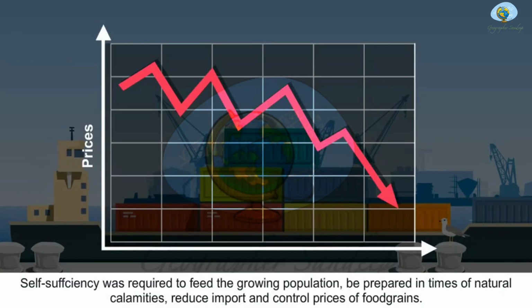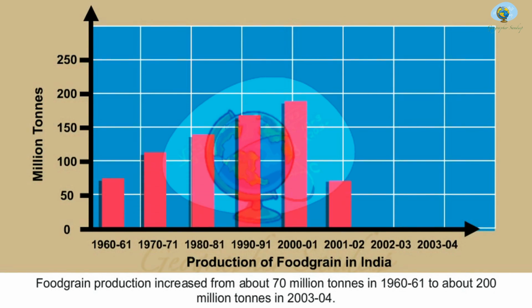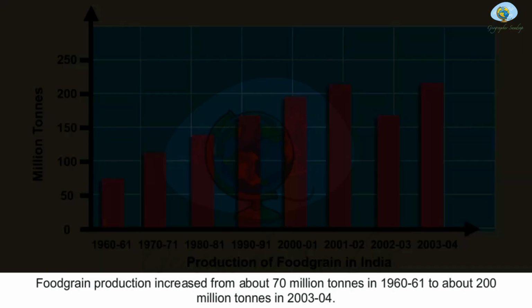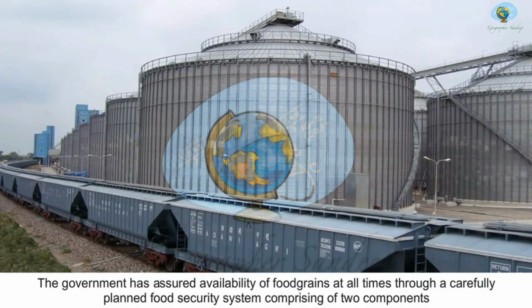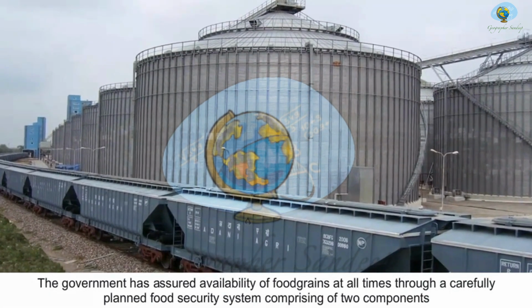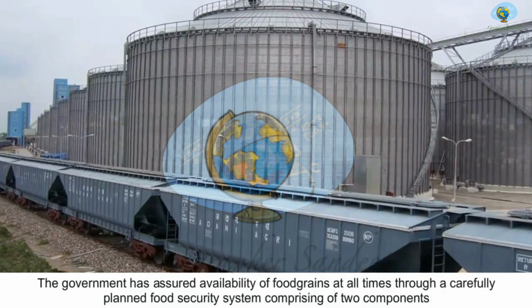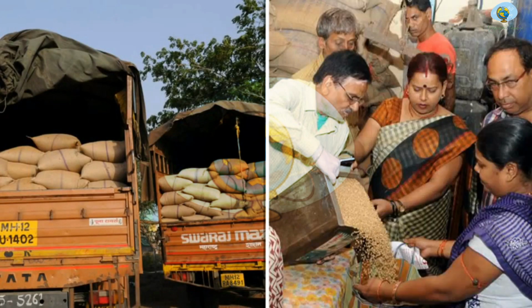Food grain production increased from about 70 million tons in 1960s to about 200 million tons in 2003-2004. The government has assured availability of food grains at all times through a carefully planned food security system comprising of two components: A. Buffer stock and B. Public distribution system.